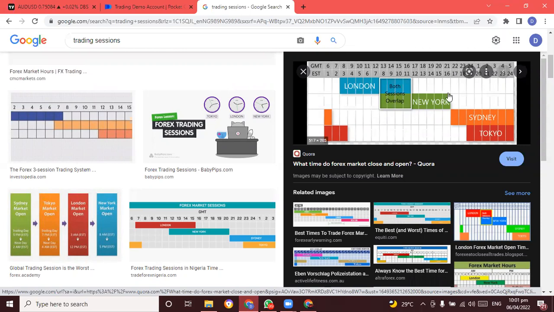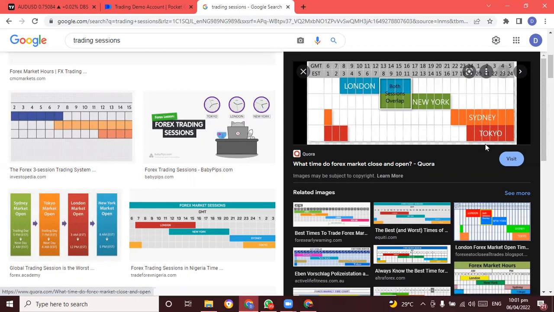You can see that a session just ended on New York. New York ended by 21. Sydney session started at 22. So this market just closed. This one just starts. So when one market closes and another is starting, there's not enough volume in the market. The market will still be doing something, but maybe after some hours, you can see Sydney session and Tokyo session.